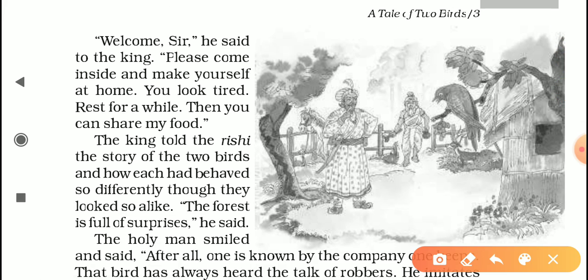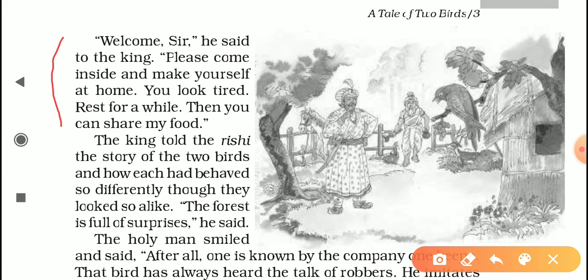Welcome, sir, he said to the king. Please come inside and make yourself at home. You look tired. Rest for a while, then you can share my food. See, the same things that the birds have already said. So, how did the bird learn to talk so gently?